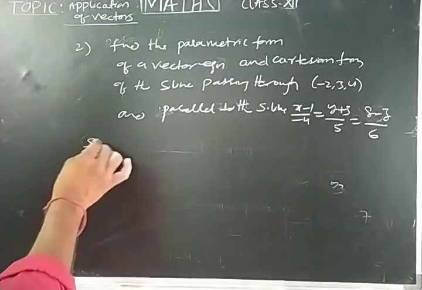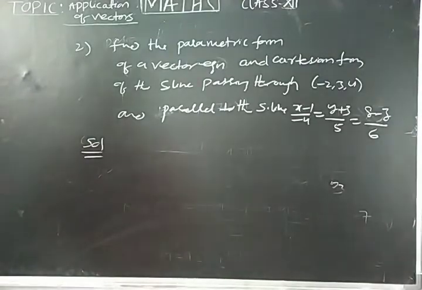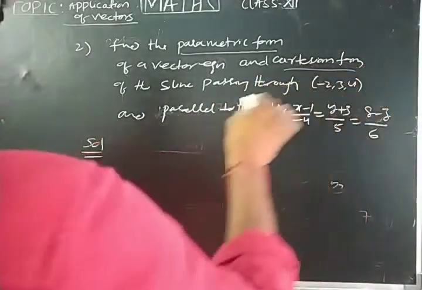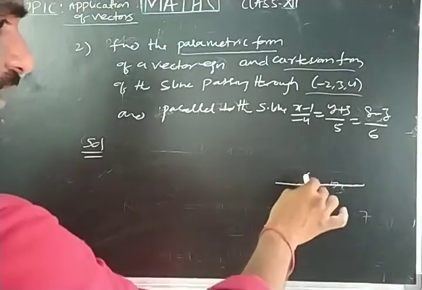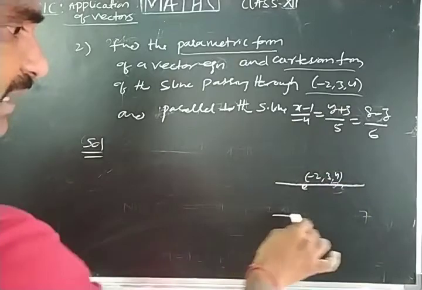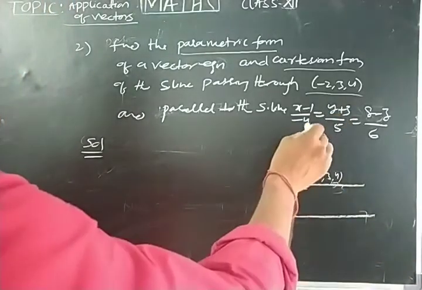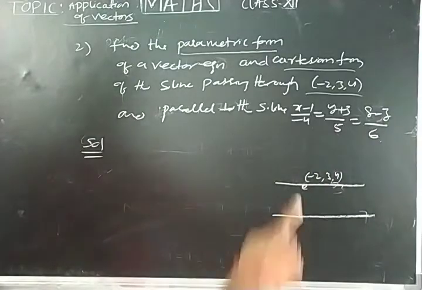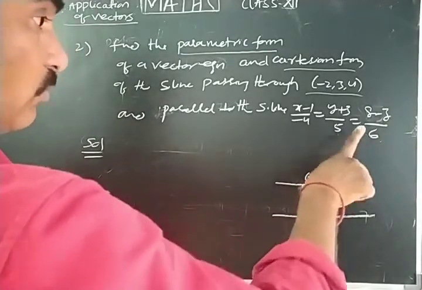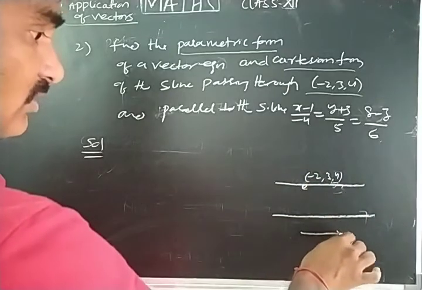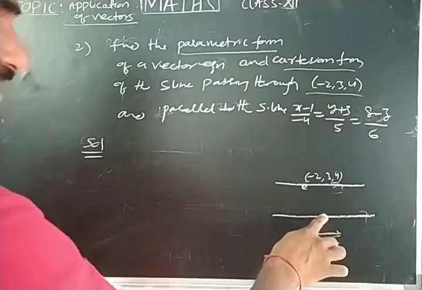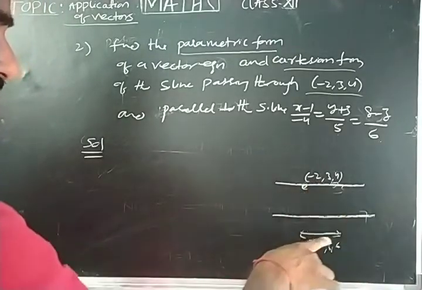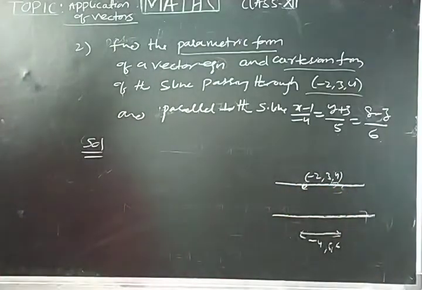Now here, solution. We are finding the parametric form and Cartesian form of a straight line passing through a single point and parallel to another line. It is passing through one point, that is minus 2, 3, 4, and it is parallel to another line that is given, and in this the denominators minus 4, 5, 6 are components of a vector which is parallel to this line. So suppose this is a vector with components minus 4, 5, 6. It is parallel to this line and this line is parallel to the required line. So this vector is automatically parallel to the required line.